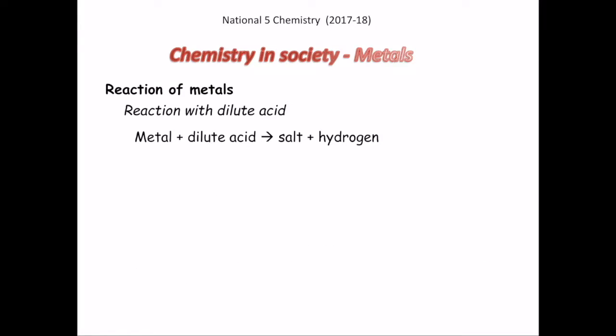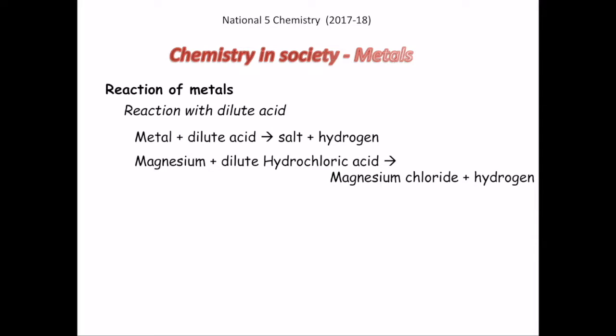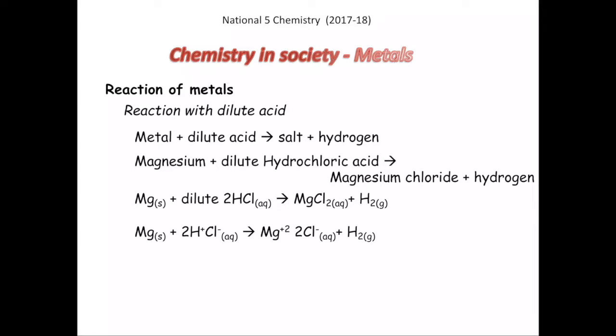Now reaction with dilute acid. Metal reacts with dilute acid, forming salt and hydrogen. So magnesium will react with dilute hydrochloric acid, forming magnesium chloride and hydrogen. If you look at the equation, again magnesium in solid state reacts with hydrochloric acid in aqueous form, forming magnesium chloride, which is a soluble solution, and hydrogen gas. When it dissociates, both hydrochloric acid and magnesium chloride dissociate and they form their respective ions.